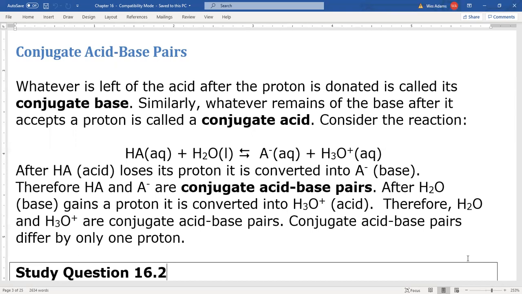So then the water is acting as a base and it's converted to H3O+, which is the acid. Therefore, water and H3O+ are conjugate acid, conjugate base pairs. Notice they differ by one and only one proton.